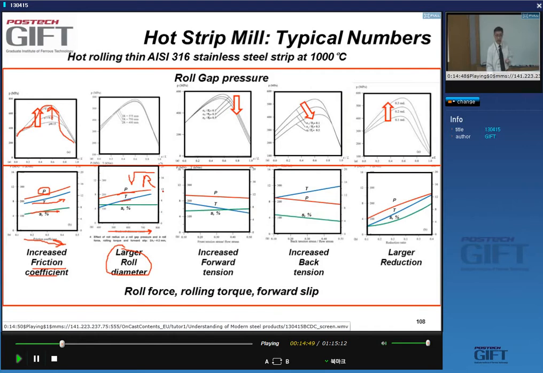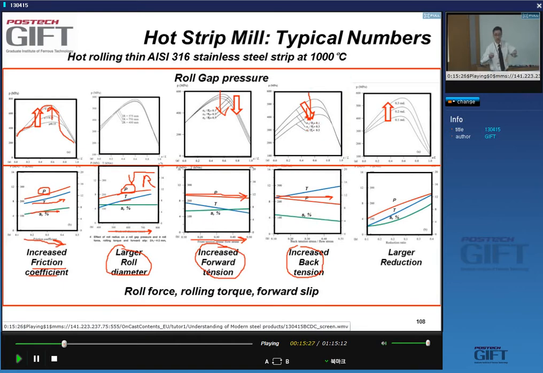Are there ways to reduce the rolling load? Yes, and that is to apply tension, either forward tension or back tension. And you can see here that as you apply increased tension on the strip, the rolling load decreases, yes? And you can see also the friction hill decreases as you apply tension to the strip.